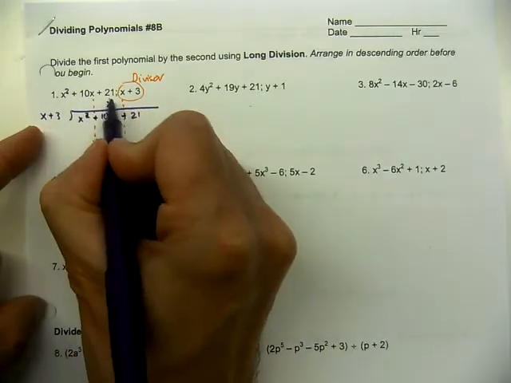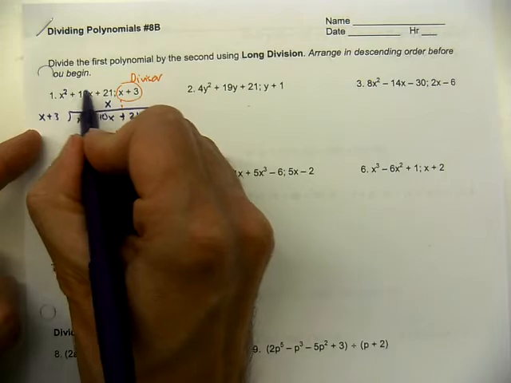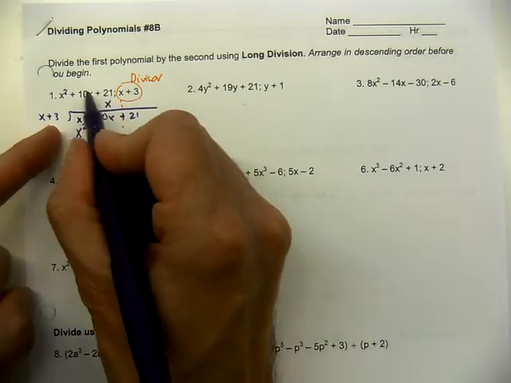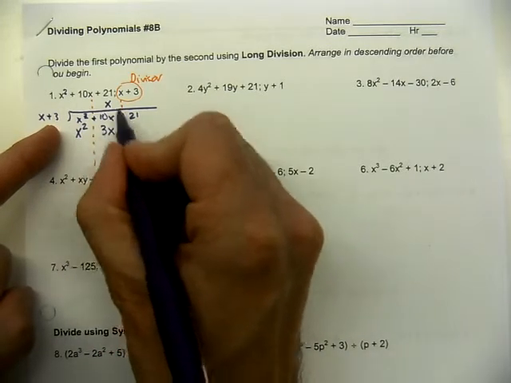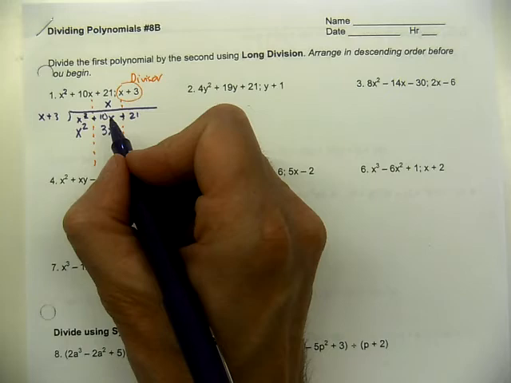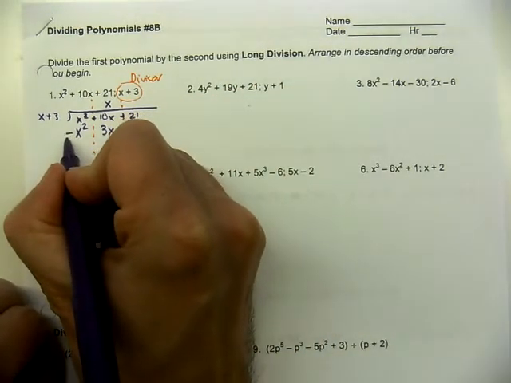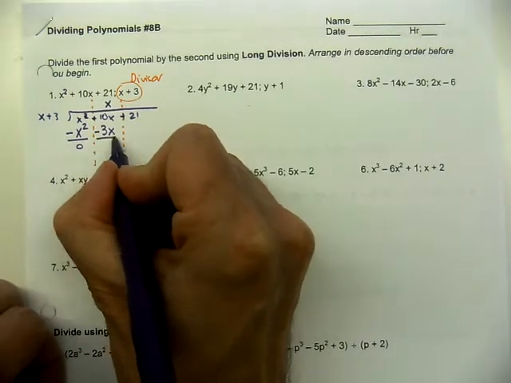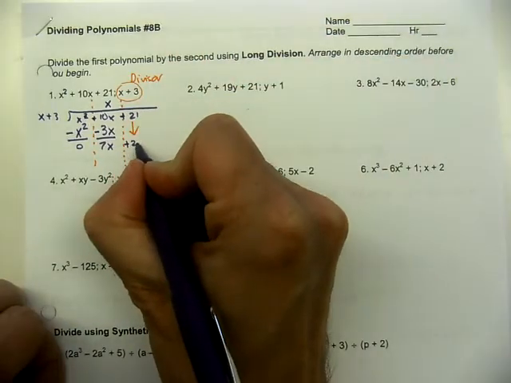Now we'll distribute that x to the divisor. So think of this like a binomial wrapped in parentheses. X times x is x squared, and that goes here in the column matching the x squares. X times 3 is 3x, that goes here in this column matching x to the first power. Then we subtract each of those columns. So x squared minus x squared cancels out. 10x minus 3x is 7x. Then we bring down the next value, which is our positive 21.